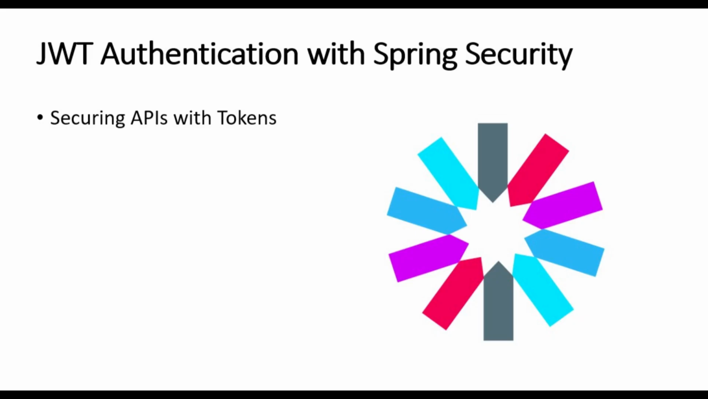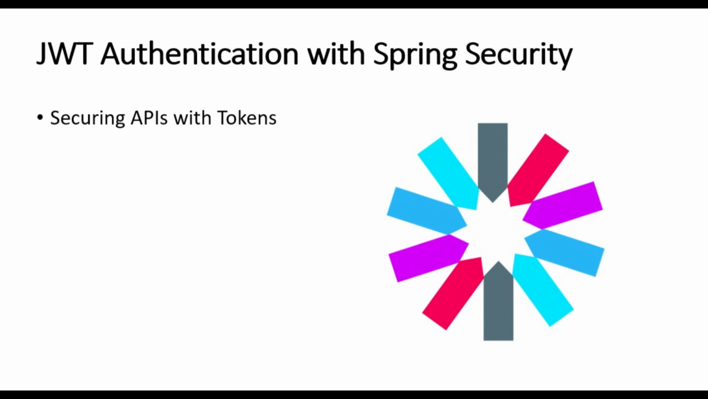Welcome back. We've covered authentication and authorization. Now, let's explore JWTs, or JSON Web Tokens. JWTs are a compact way to represent claims securely between parties. They're commonly used for authentication and authorization in REST APIs.